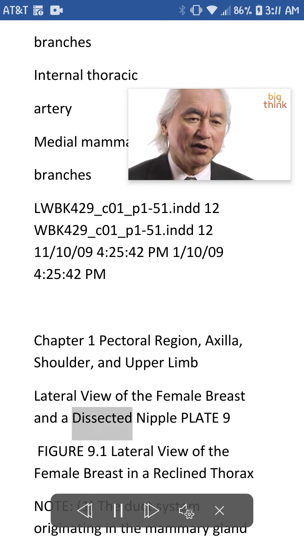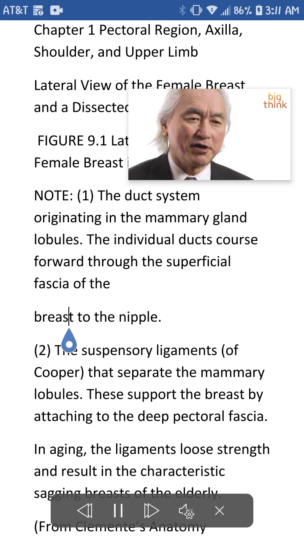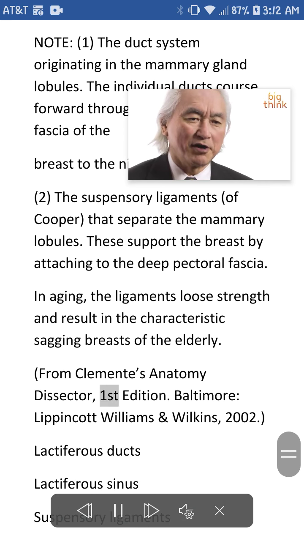Lateral view of the female breast and a dissected nipple, plate 9. Figure 9.1: Lateral view of the female breast in a reclined thorax. Note: 1. The duct system originating in the mammary gland lobules. The individual ducts course forward through the superficial fascia of the breast to the nipple. 2. The suspensory ligaments of Cooper that separate the mammary lobules. These support the breast by attaching to the deep pectoral fascia. In aging, the ligaments lose strength and result in the characteristic sagging breasts of the elderly. From Clemente's Anatomy Dissector, 1st edition. Baltimore, Lippincott Williams and Wilkins, 2002.